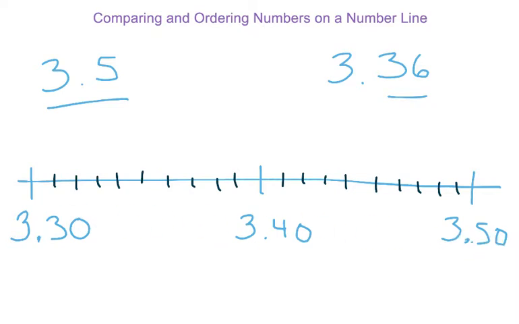Now all I have to do is plot 3 and 36 hundredths. Well, that's 30, 31, 32, 33, 34, 35. Here it is, 3 and 36 hundredths. 3 and 5 tenths is already right here. So I know 3 and 5 tenths is farther to the right. Therefore, it is greater than 3 and 36 hundredths.